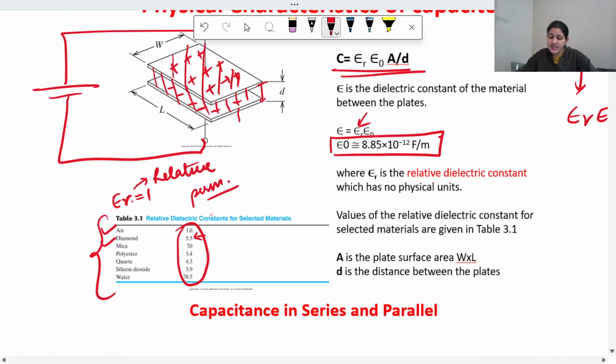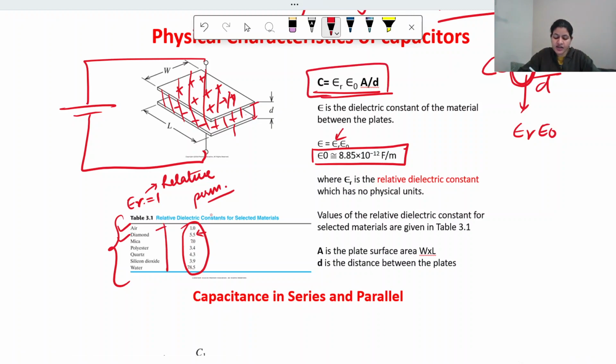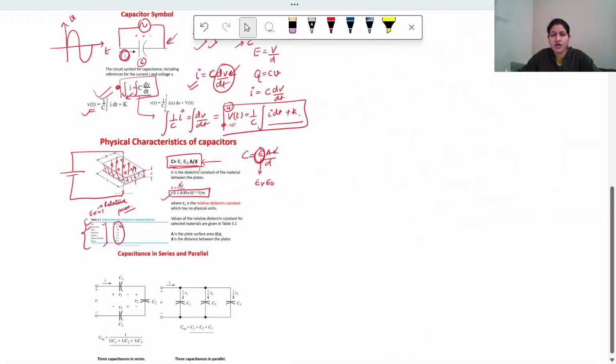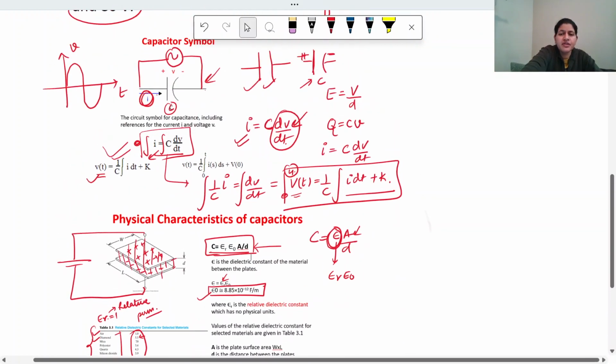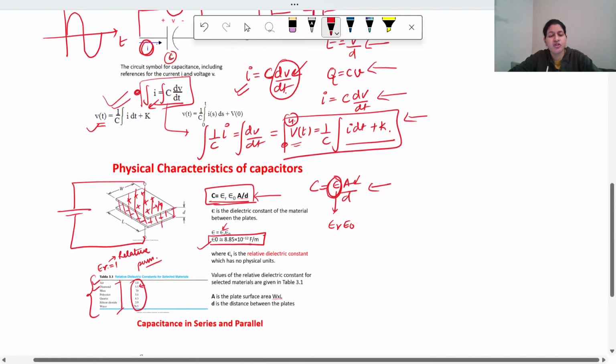So yeah, that's it. And if I give you any question regarding this formula, I will definitely give you the epsilon R value, and I will also mention the epsilon naught value in the paper. So you only need to remember this formula. So in capacitance, how many formulas did you remember? This is first, second, third, fourth, and this is fifth, right? So these are the five formulas.